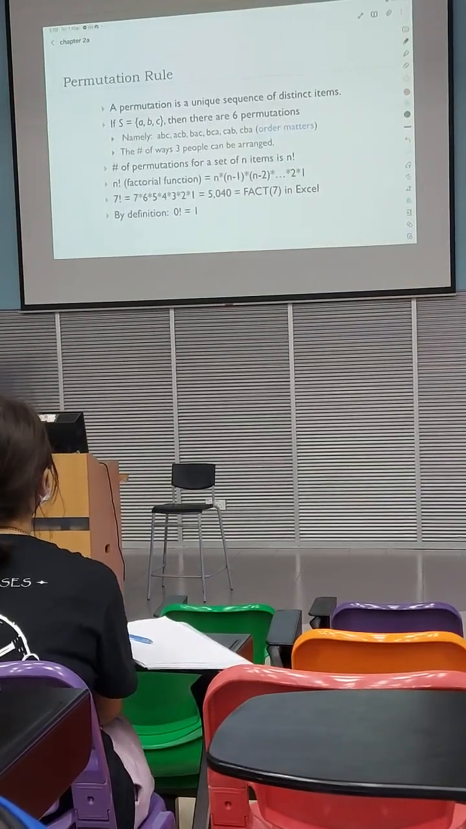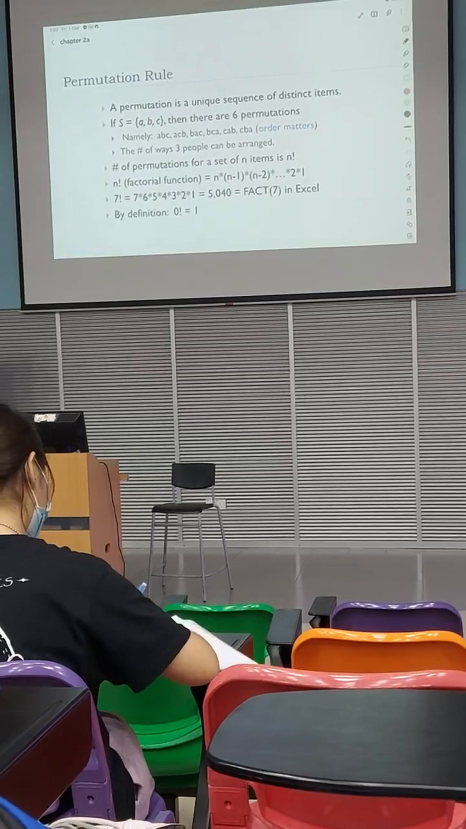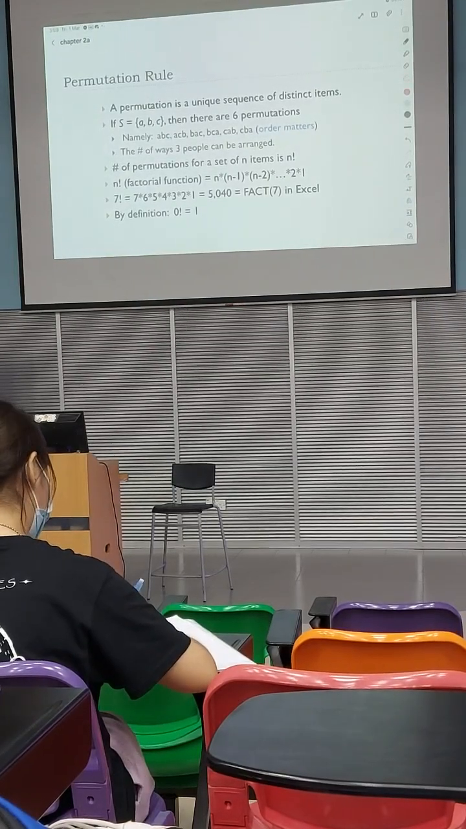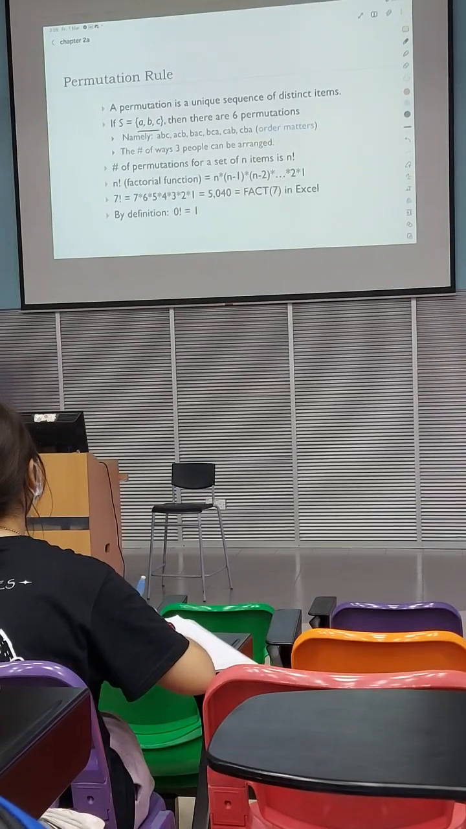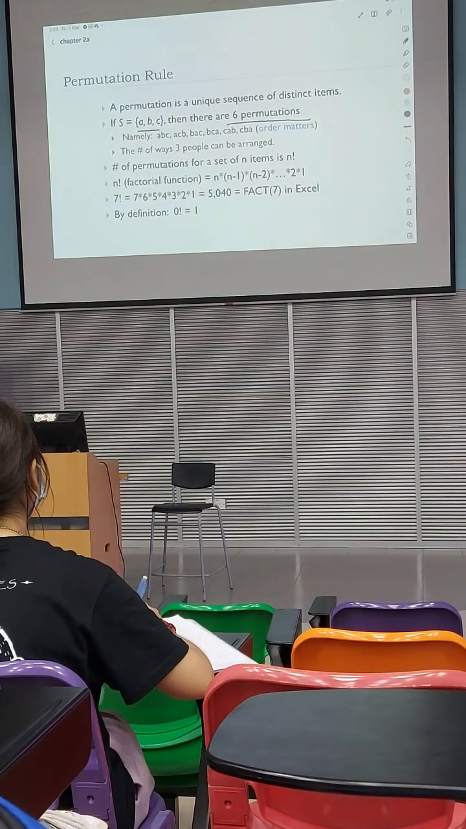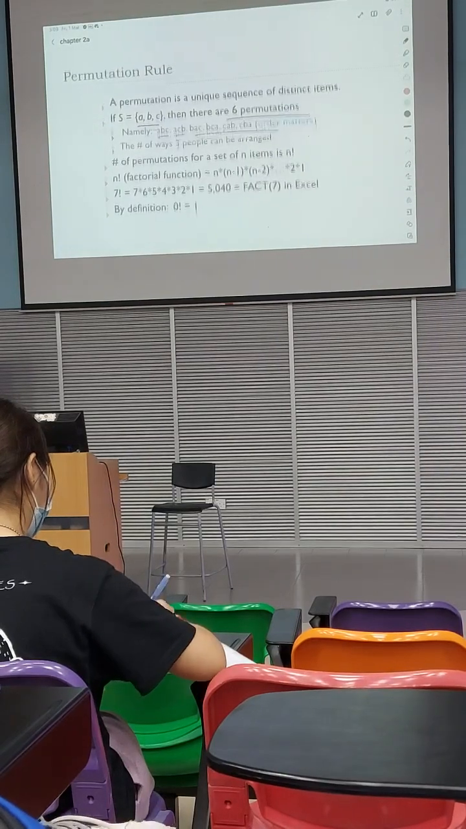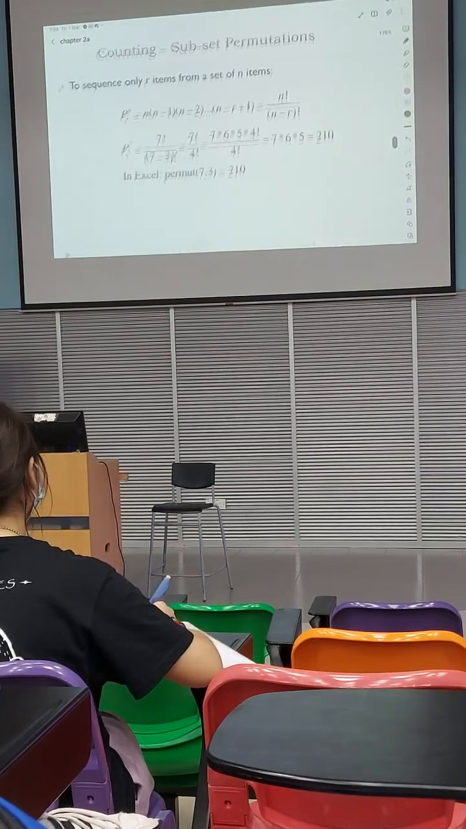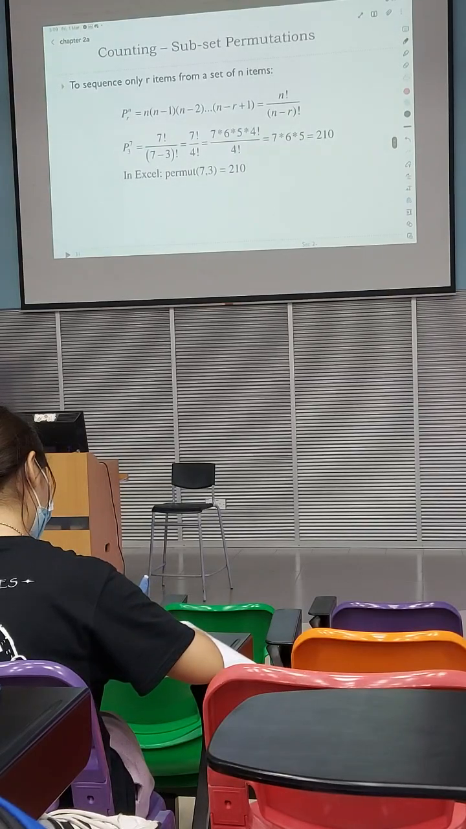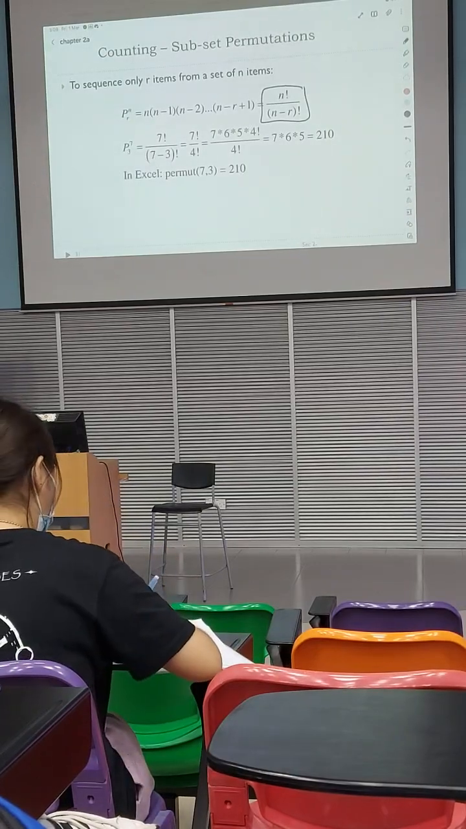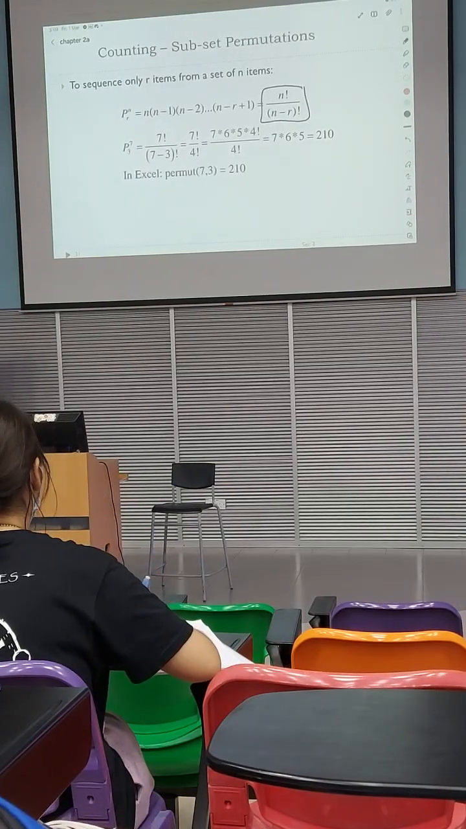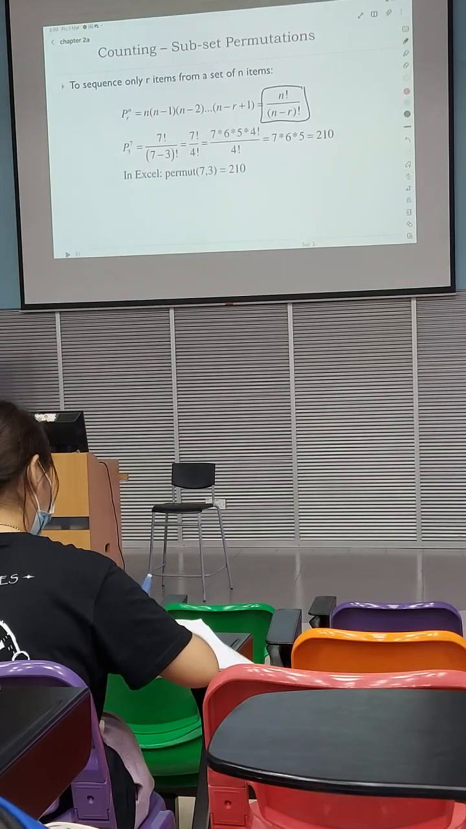A permutation is a unique sequence of distinct items. For example, if S equals ABC, there are 6 permutations. It could be ABC, ACB, and so on. I want to focus on this formula. The formula for the permutation is n factorial divided by (n minus r) factorial.